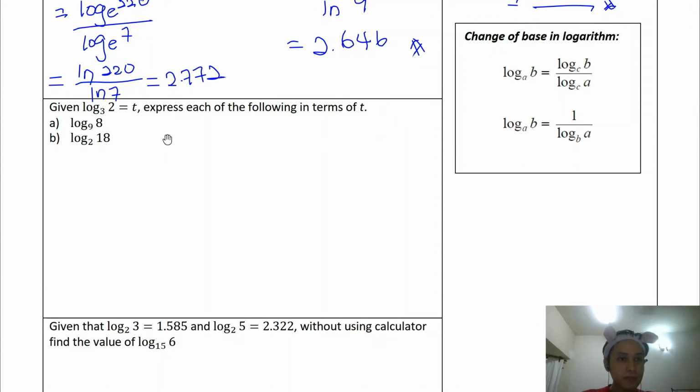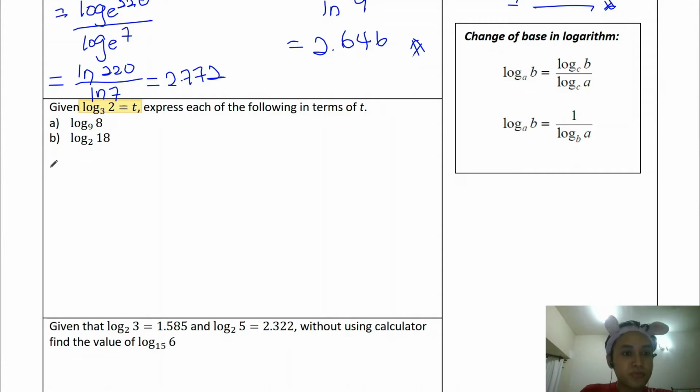Now, we know that you need to change the base, but what number should I change it to? My c can be any number, right? Don't worry, the question itself will tell you which number to change to. If you look at this question, log_3 2 equals t. Express the following in terms of t. Since they already gave me this, I know that the base I need to change to is 3.